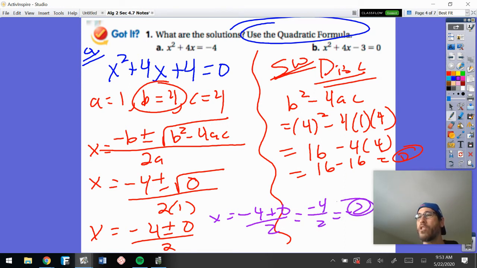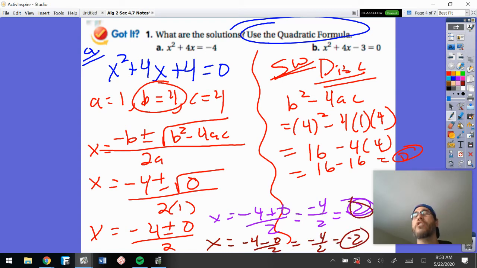Well, what's my other answer? Let's do that in this pretty little brown. x equals negative 4 minus 0 over 2, which is still negative 4 over 2, which is negative 2. Oh! I got two answers, but they're the same answer. That's why there's really only one answer. So that's what happens when you get a discriminant that is 0.